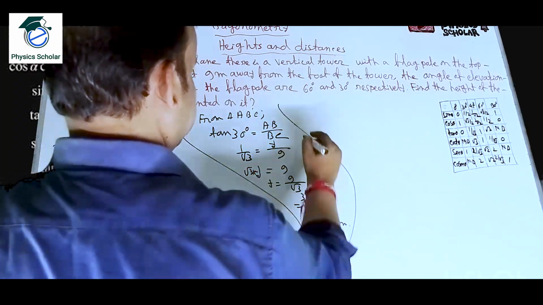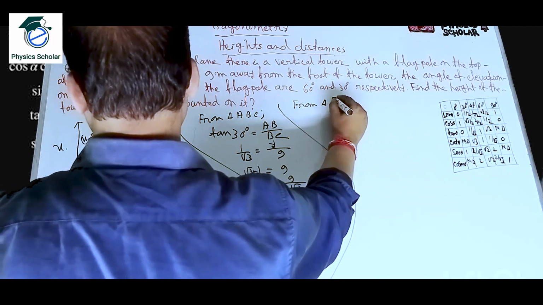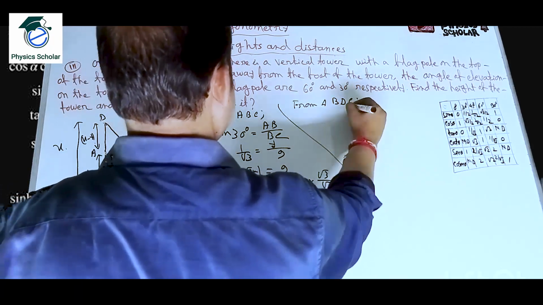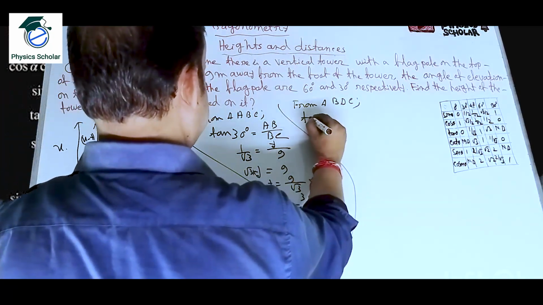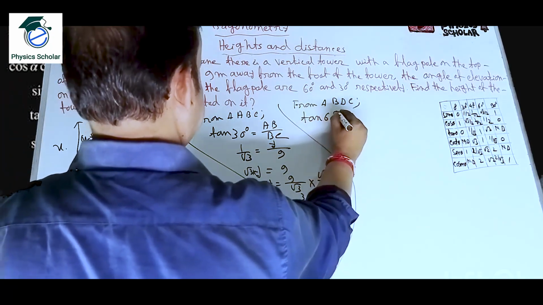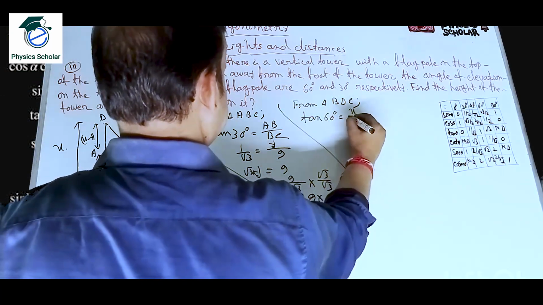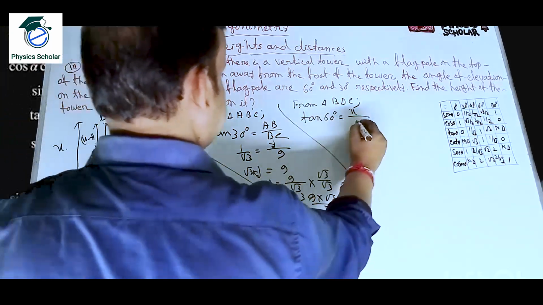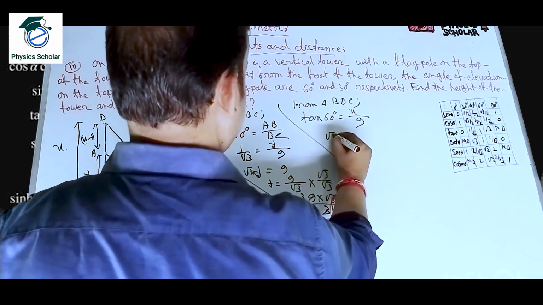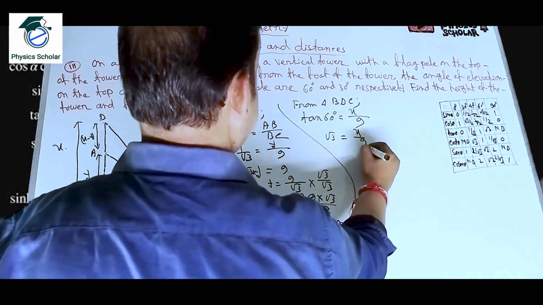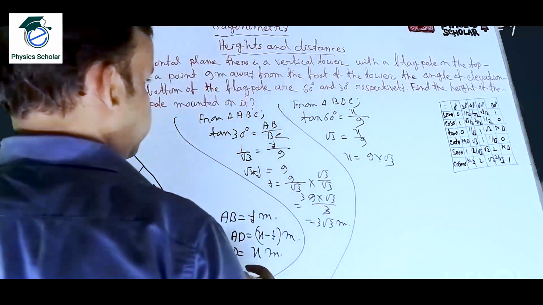Now from triangle BDC, tan 60 degree is equal to what? BD means x, divided by 9. So what is the value of tan 60? Root 3, clear. So root 3 is equal to x by 9. So x is equal to 9 into root 3, clear.